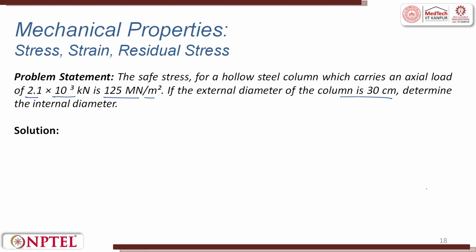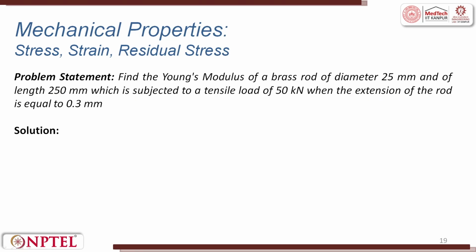Similarly, I have given you another numerical statement here. Find the Young's modulus of a brass rod where diameter is 25 millimeter and length is 250 millimeter, which is subjected to a tensile load of 50 kilonewton when the extension of the rod is equal to 0.3 millimeter. For this, we have to find the Young's modulus. You know the relationship of the Young's modulus that has been used in the previous numericals as well.